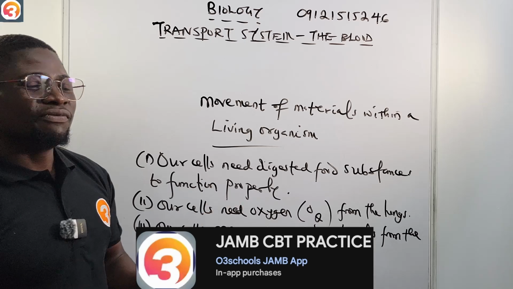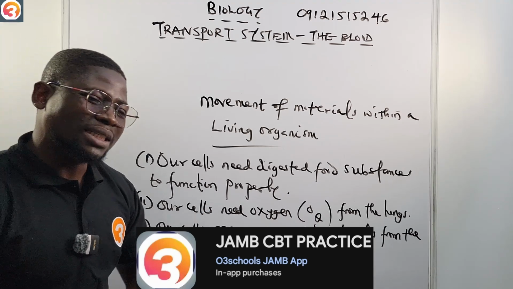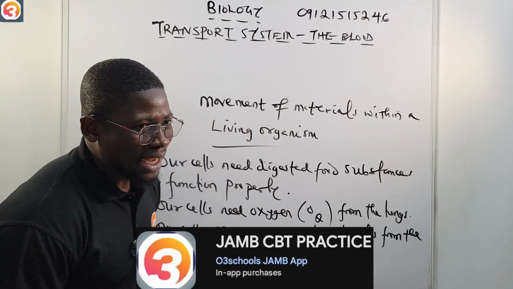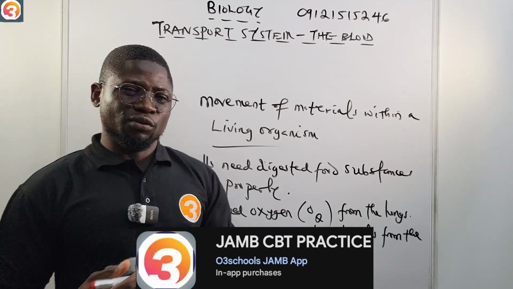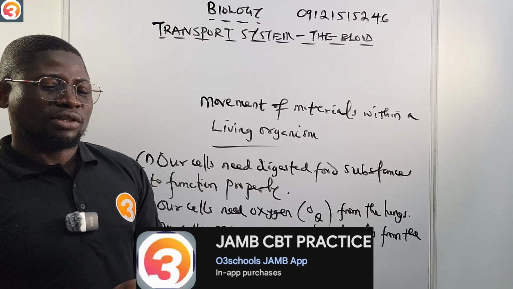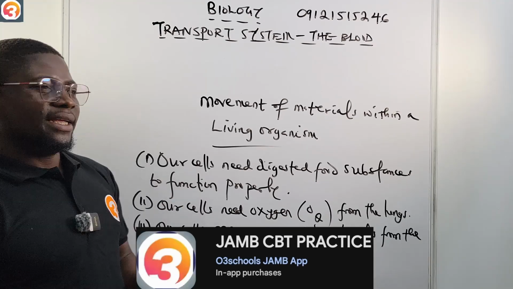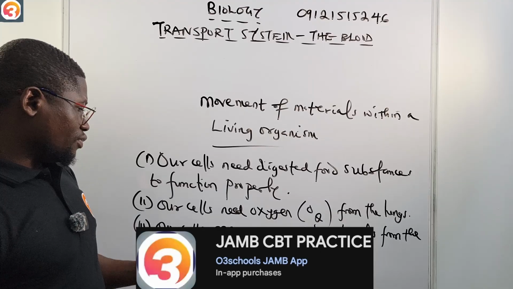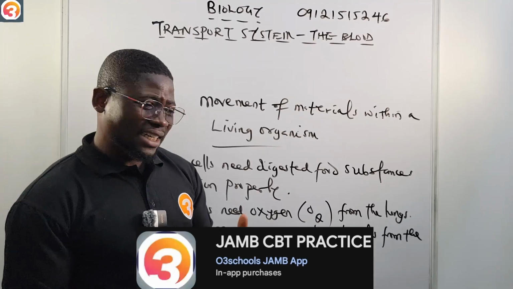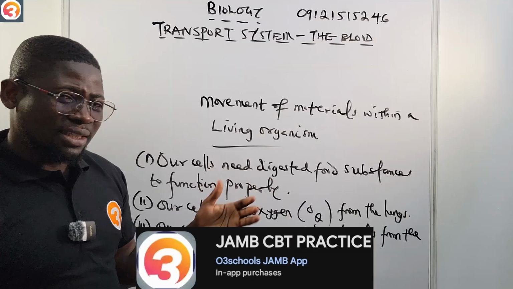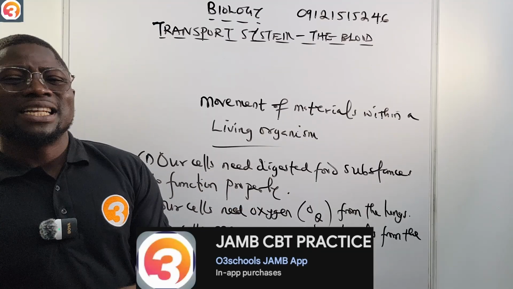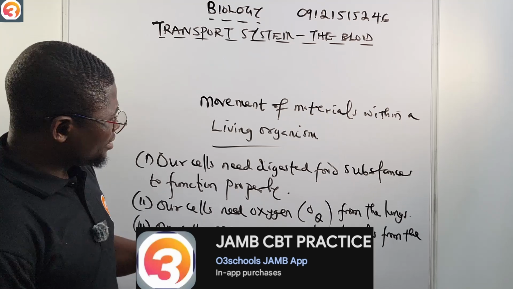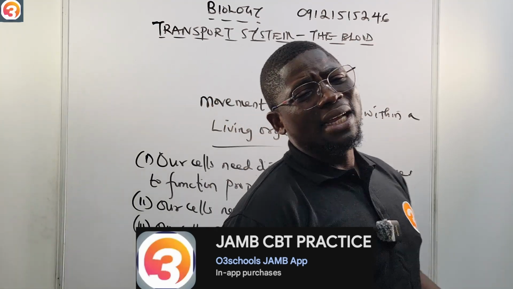Our cells need food. If you do not eat, you'll be weak. You just lie down and not be able to do anything. You need energy from the food. Our cells need energy from digested food substances to be able to function properly. Our cells also need oxygen from the lungs, and our cells need a transport system to remove unwanted materials, especially nitrogenous waste materials, away from the body. So these are the reasons why we need transport systems in place in our body.